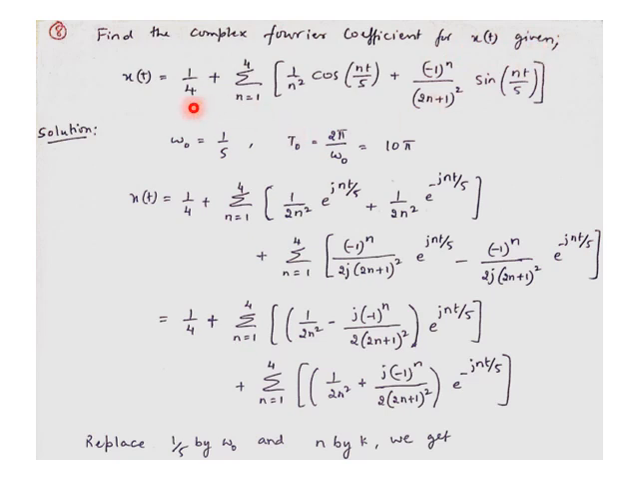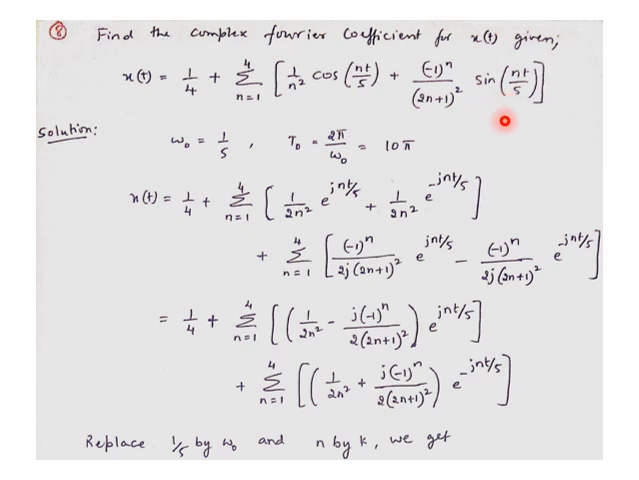So x of t is given here, that is 1 by 4 plus summation n equal to 1 to 4 of 1 by n square cos nt by 5 plus minus 1 to the power n divided by 2n plus 1 whole square sine of nt by 5. So this is the given x of t. For this I have to calculate x of k, and I just have to identify the x of k values.